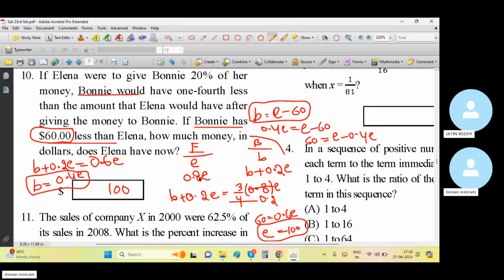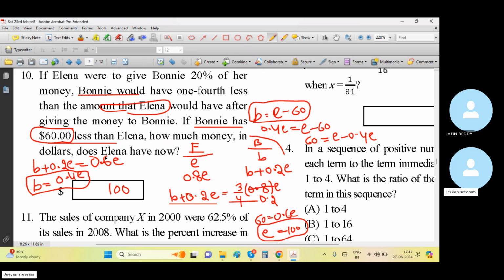Right. So first we have E and B. 20% were transferred to B, obviously 0.8 times E, and 0.2E. Then the equation is Bonnie would have 1/4 lesser. 1/4 lesser means 3/4 is there. This 3/4 is on which quantity? On Elena. Right, 3/4 of Elena after the transaction is left. So B plus 0.2E, finally we got an equation. B is equal to 0.4E, another equation B is E minus 60, E is 100.